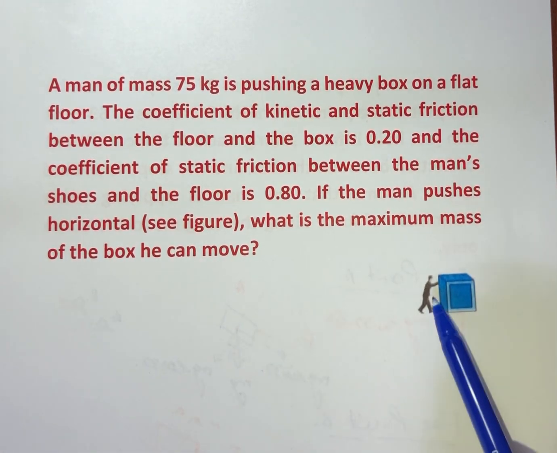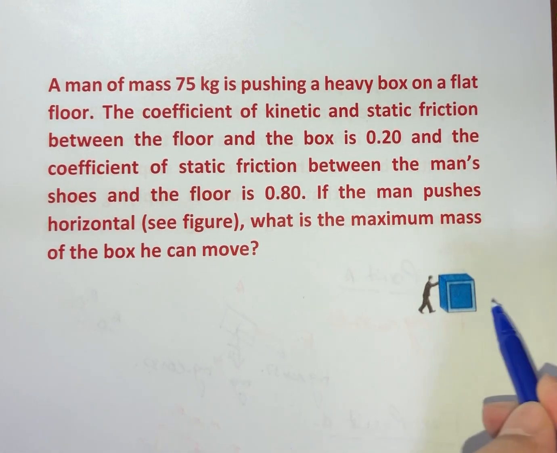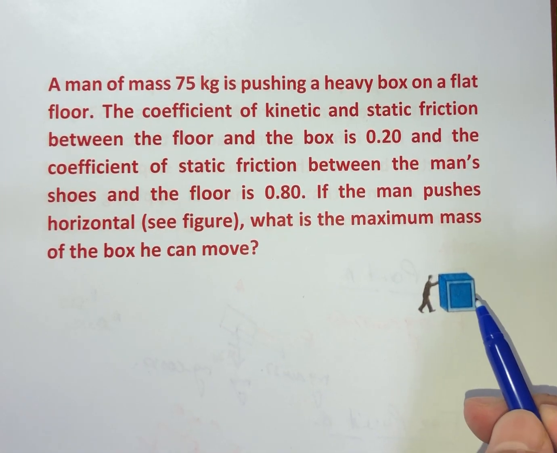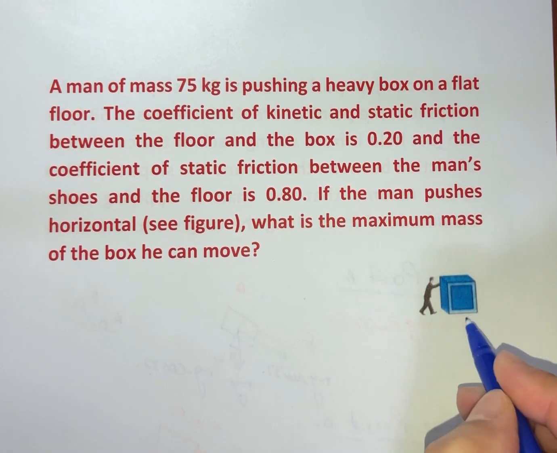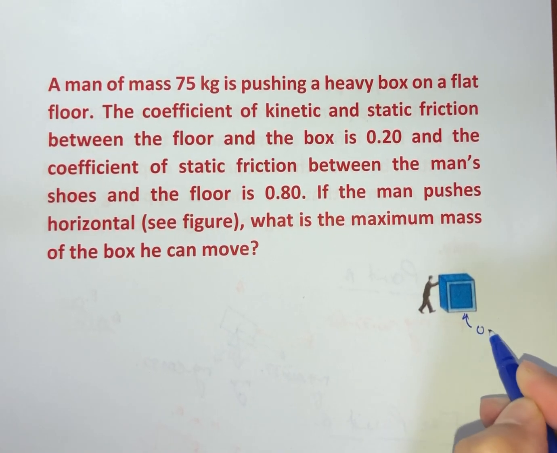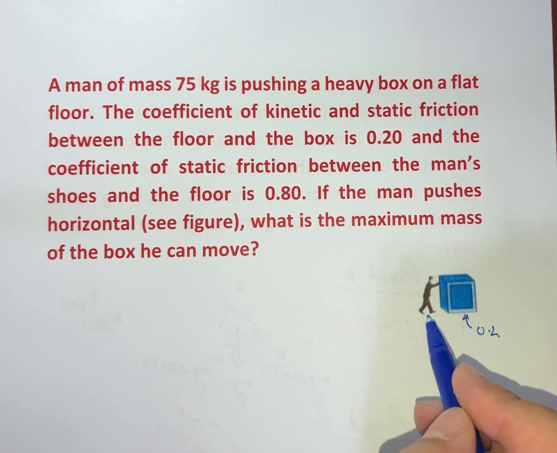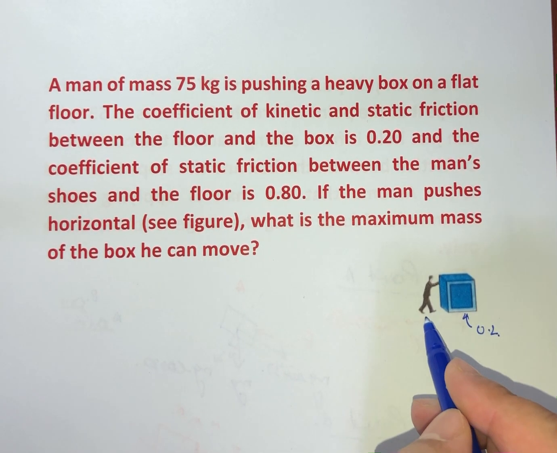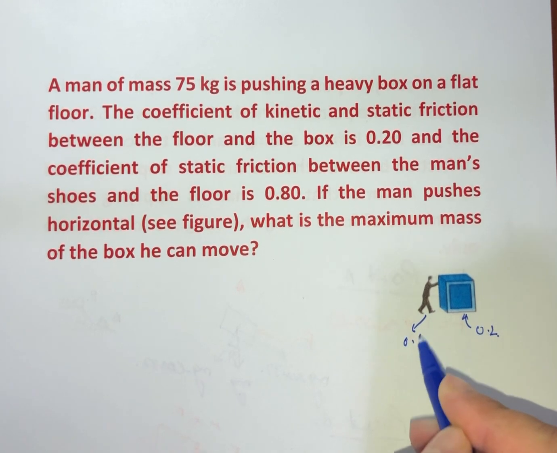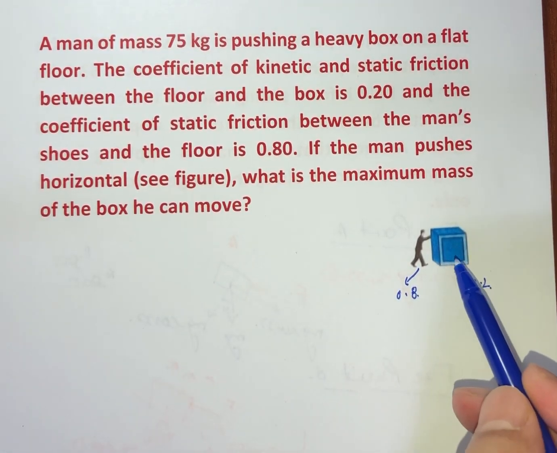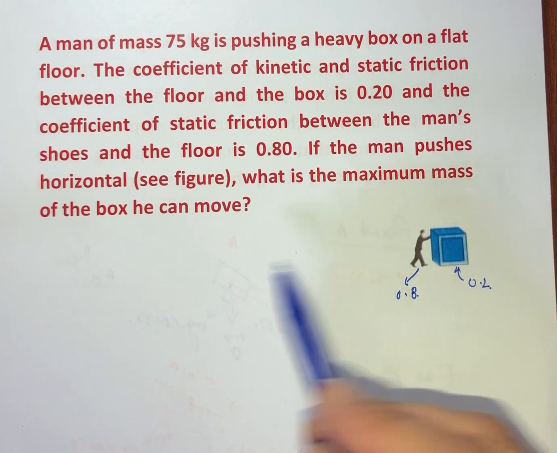So this is the box and the man, and he is going to try to push towards the right side. The coefficient between the box and the floor is given as 0.2, and between the shoes of the man and the floor is given as 0.8. So we have to find out the maximum mass of the box which he can move.